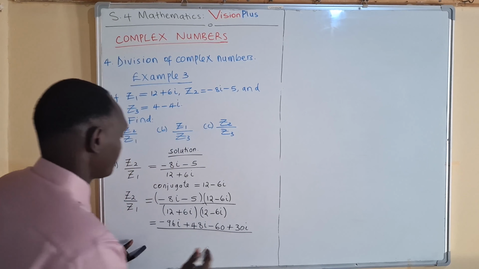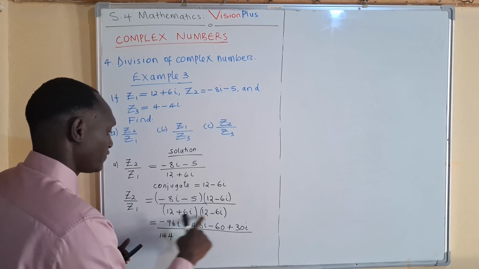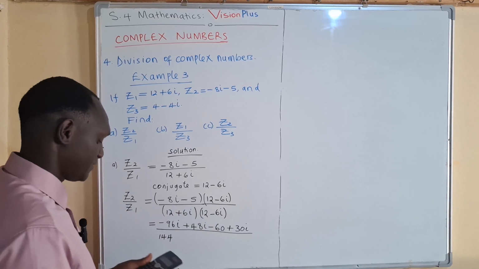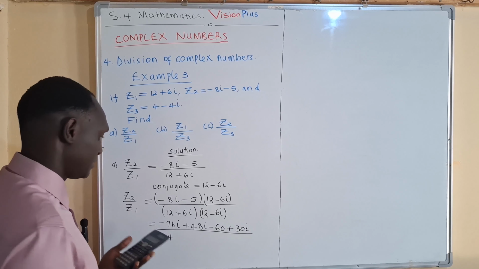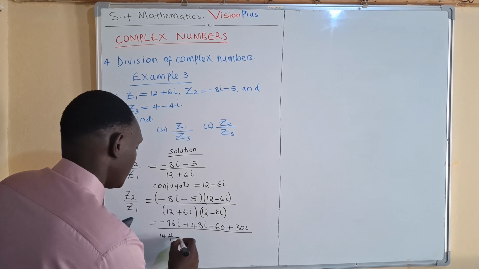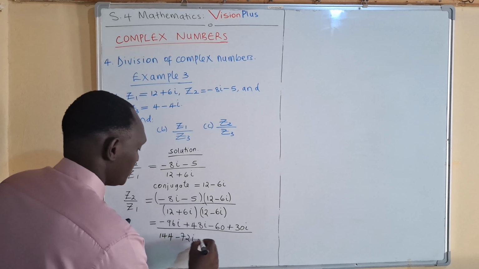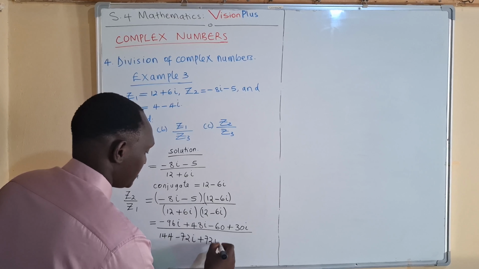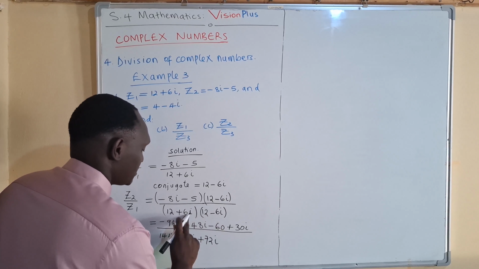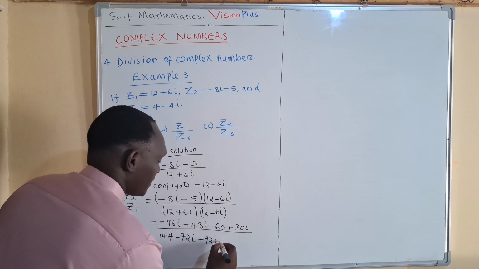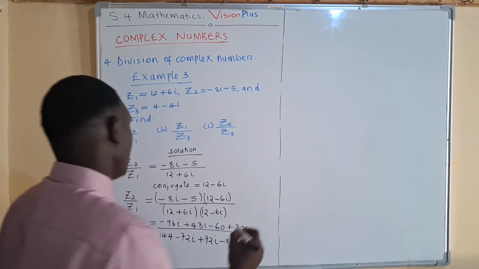Divided by 12 times 12 is 144. 12 times negative 6i is negative 72, so here we shall have minus 72i. 6i times 12 will be positive 72i. 6i times negative 6i will give us negative 36i squared.